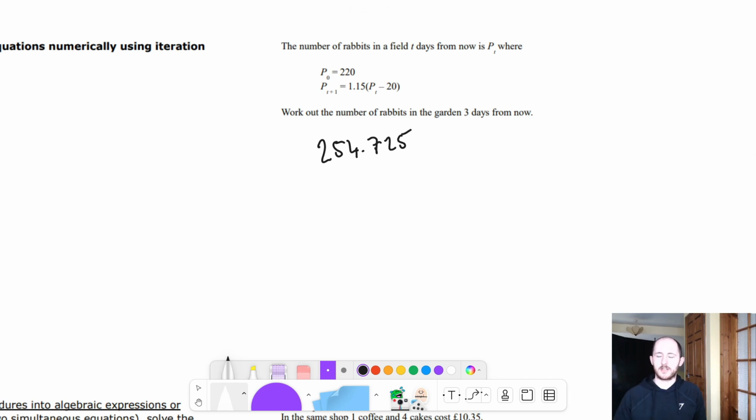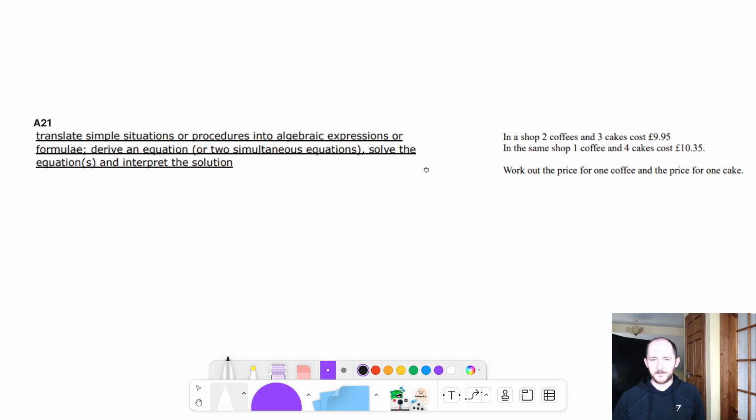However, let's use our logic for a second. It says the number of rabbits. Can we have 0.725 of a rabbit? Maybe it has like 1 ear or something? No. So we're going to round this up to 255. Okay? Because keep in mind it is an estimate, so it is meant to be slightly off. And yeah, that's all you need to do for iteration.